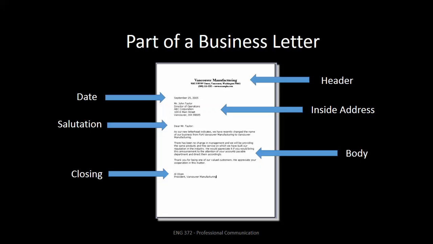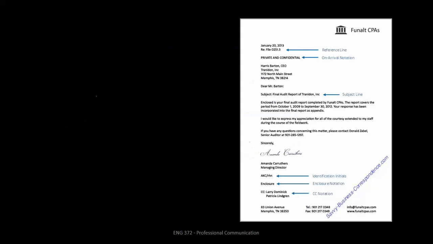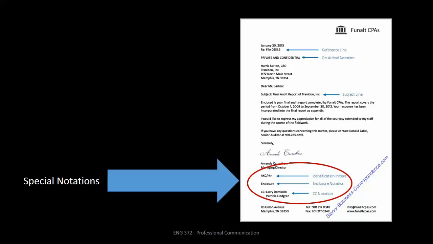One other thing you might notice on some letters, for some reason I find this interesting, but sometimes at the bottom you'll see notations that mean different things. The first one here, the big initials followed by the smaller initials, that is a holdover from when secretaries used to have letters dictated to them and they would type them up for their bosses. So the first initials are the boss, or the person who's sending the letter, and the second set of initials are the secretary who typed it.